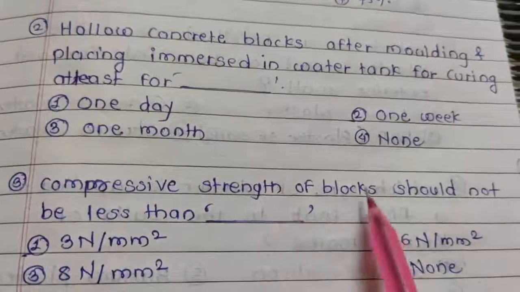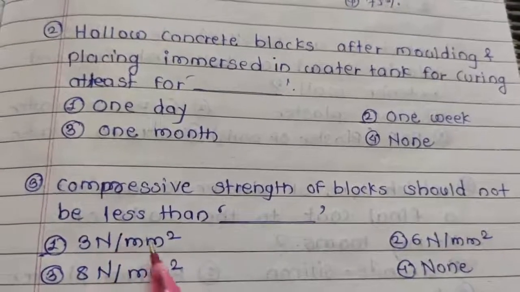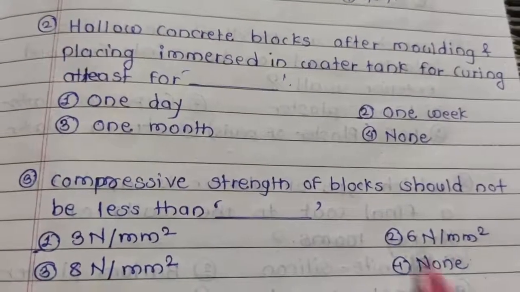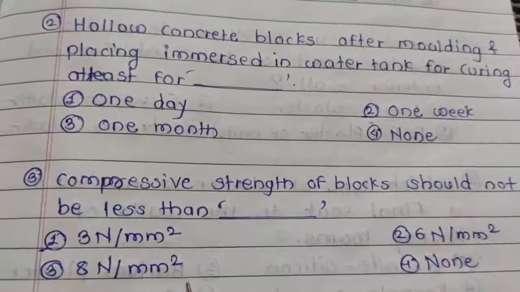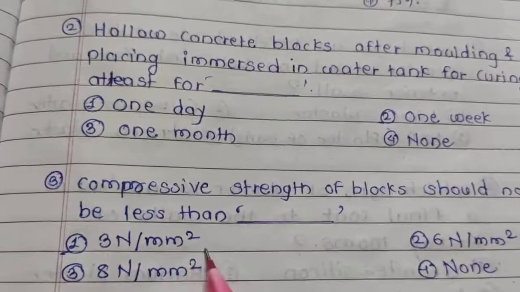Compressive strength of a block should not be less than 3 Newton per mm square, 6 Newton per mm square, 8 Newton per mm square, none. Answer is 3 Newton per mm square.